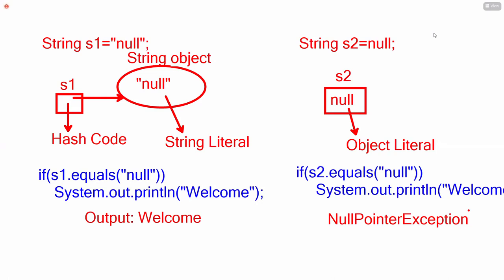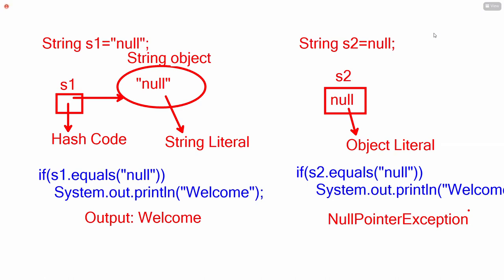If the object is there, you can call the equals method. If the object is not there, what will it compare? Actually, the equals method, what will it compare? Content. The content of the object. Is there any object to compare? Not there. An error comes. Runtime error. Null pointer exception. That pointer doesn't point to an object. That is called null pointer exception.